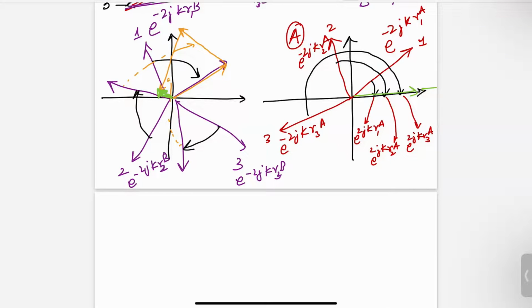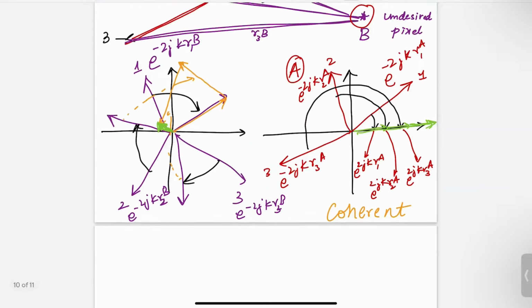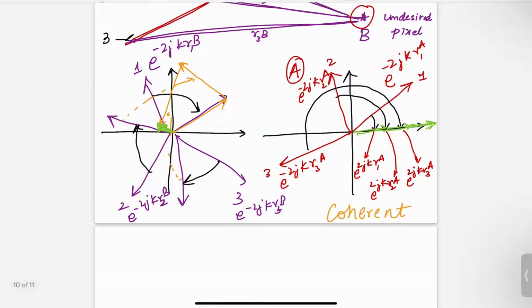I'll just draw it as a small thing. So the three of them lined up, right? When you unwrapped them and added them up, they all lined up and added coherently. So this is a coherent addition, right? Whereas here, when you unwrap them, they didn't come back to 0 because you're not unwrapping for this point, you're unwrapping for the point A. And because of that, they don't add up coherently. So this is incoherent.